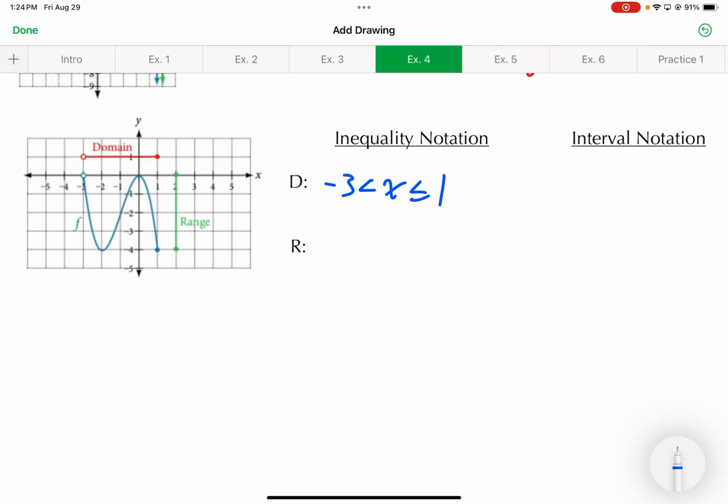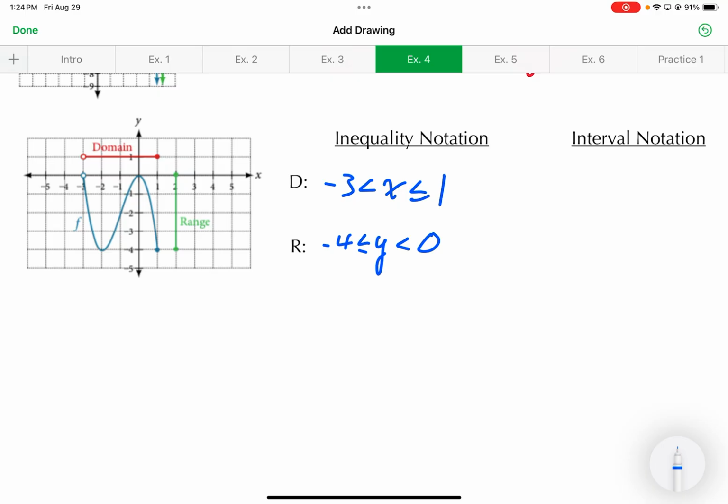All right, what about range? Inequality notation, range. What do you think? My y values. Isabel. Less than or equal to y, you said, which is what? Less than 0. Let's have a conversation about this one.